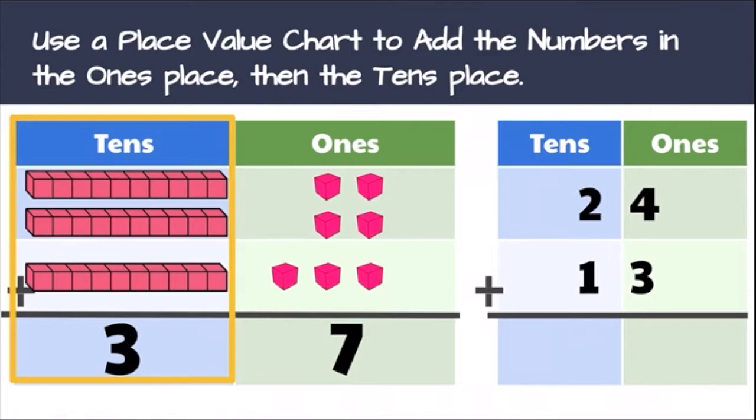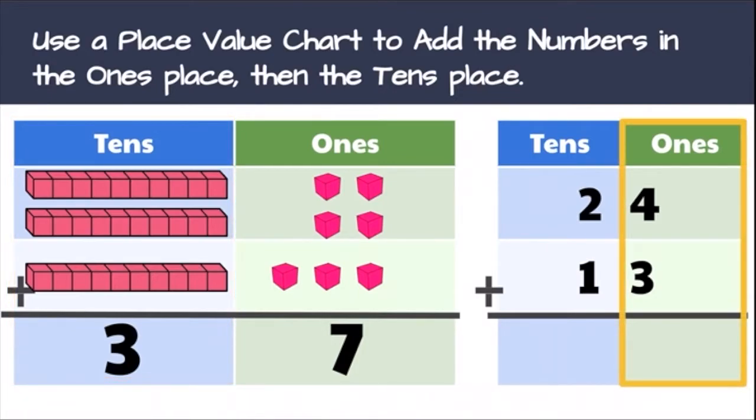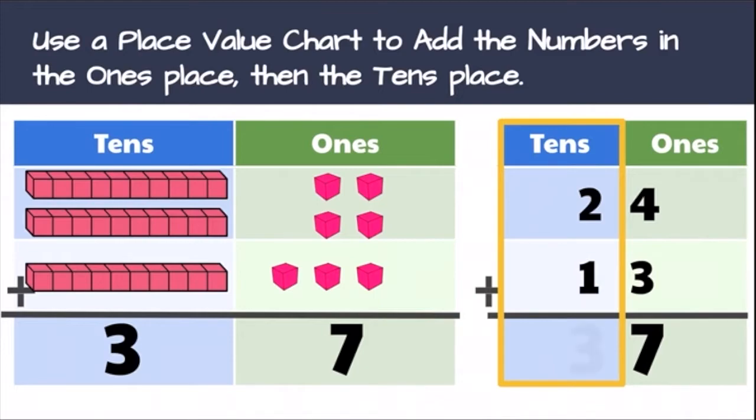I completed it with base 10 blocks, but now I need to complete it with the numerals for the numbers. I'm going to start in the ones place again, and if I look, there's a 4 and a 3. So I need to add 4 plus 3 equals 7. Now, I'm going to do the same thing but in the tens column. So I have 2 tens plus 1 ten, and I know that equals 3 tens. So I got the same number, 37, for both of my equations because I showed one with numbers and I showed one with base 10 blocks.